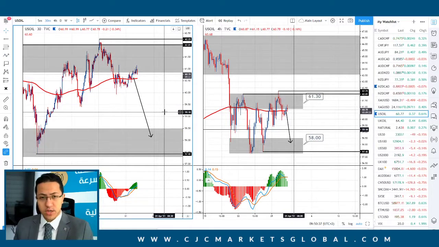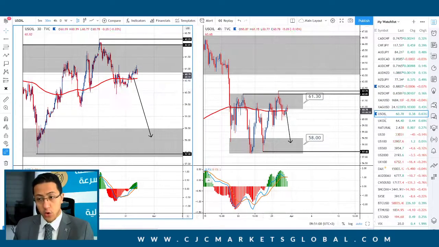However, we will be watching the crude oil today because we're having the US crude oil inventories numbers to be announced today, which will definitely affect the volatility on the oil markets, as well as tomorrow's OPEC Plus meeting, which could also affect the volatility on the oil markets. So we are just having the oil on the watch list for now.